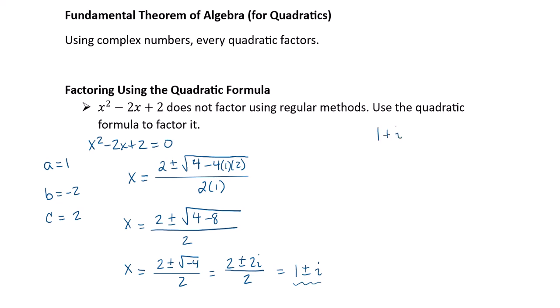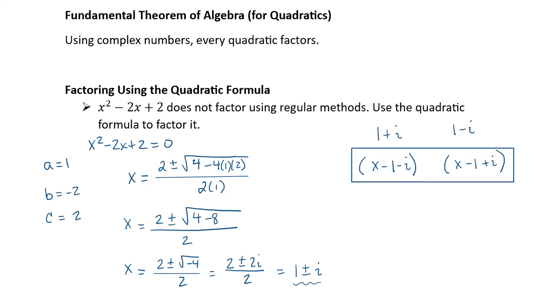1 plus i would have come from the factor of x minus that solution, so x minus 1 minus i. And 1 minus i would have come from the factor of x minus 1 minus a negative i, and that is the way that we would factor x squared minus 2x plus 2.